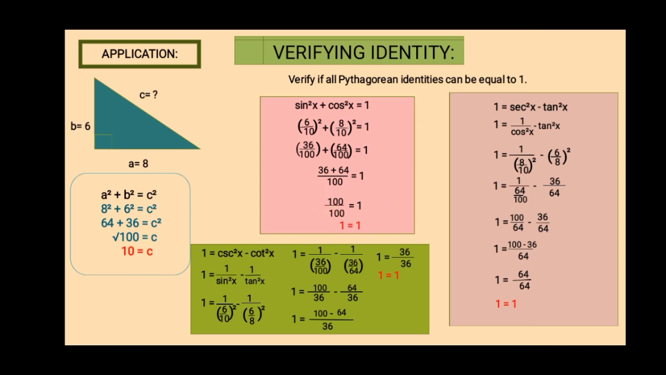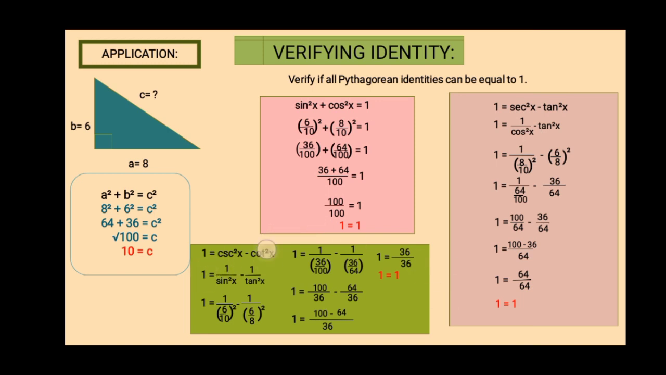It is correct. Now, the next identity is 1 is equal to secant squared theta minus tan squared theta. Secant is 1 over cos, the reciprocal of the cosine, and tan is TOA, opposite over adjacent. So we have 1 over adjacent over hypotenuse, and we just substitute and do the math. That is 100 minus 36 over 64, and 64 over 64 is 1, so our verification is correct.